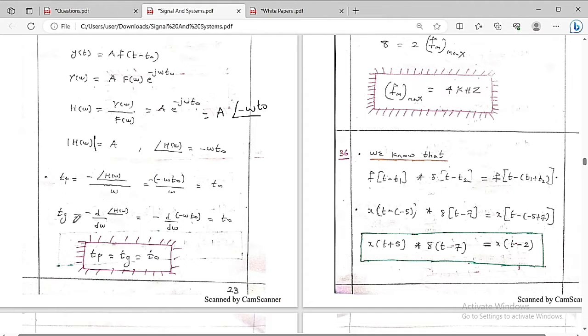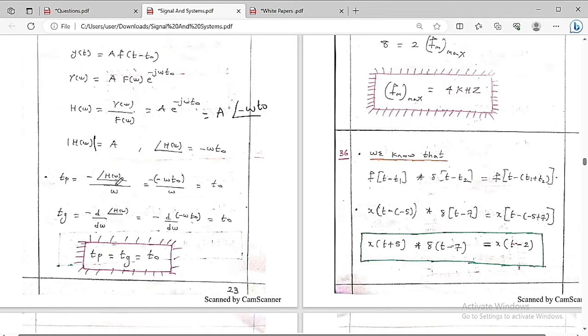What is Tg? Tg is equal to minus d by d omega of the phase angle of H of omega. So minus d by d omega of the phase angle of H of omega is nothing but minus omega t naught. Minus 2 minus is positive. As we are differentiating with respect to omega, t naught is a constant, so we can take it outside. So t naught into d by d omega of omega is nothing but 1. So you are going to get t naught into 1, which is equal to t naught.